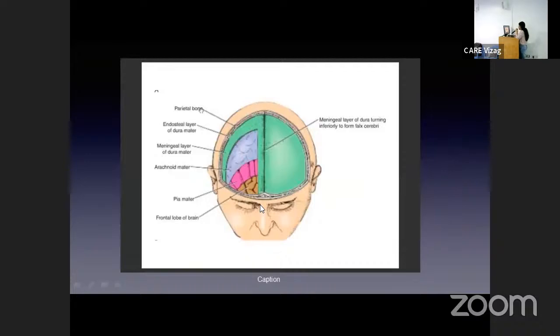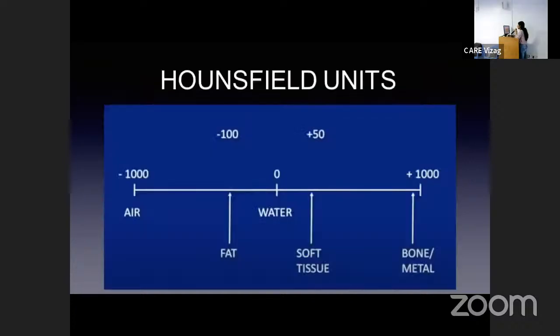This is just an outline of the layers which you're supposed to look for, starting from dura mater, arachnoid mater, and pia mater. So coming to the basic units used by the radiologist, the Hounsfield unit is a semi-quantitative measurement of radiological attenuation, which is used by the radiologist in order to find out the density of any tissue.